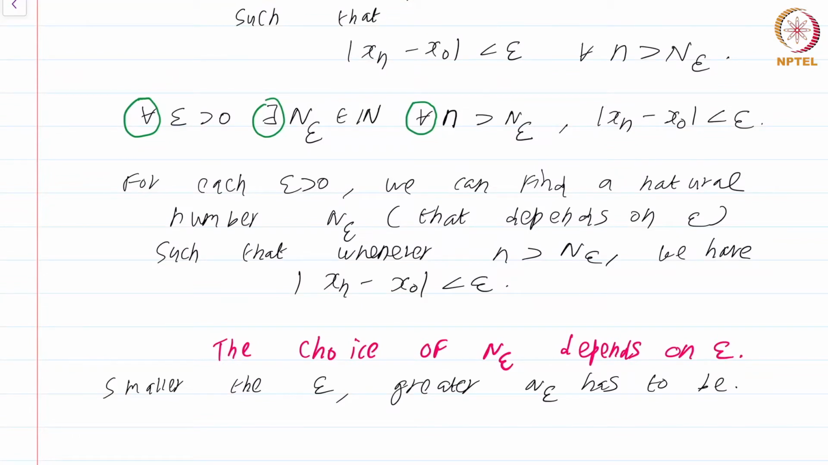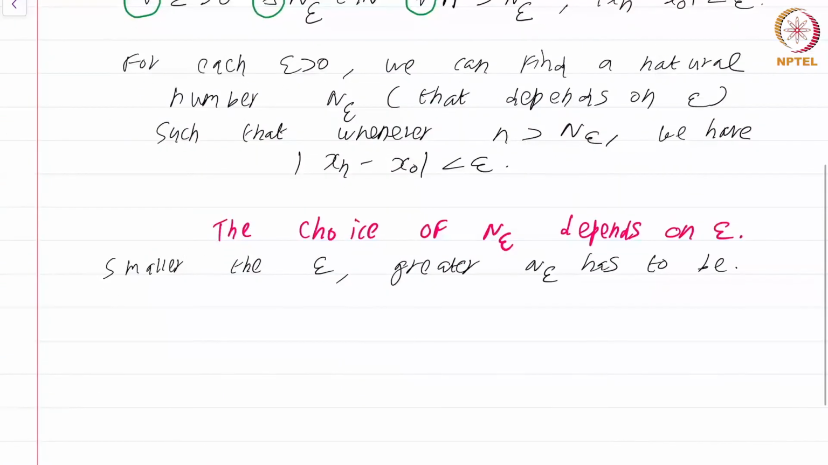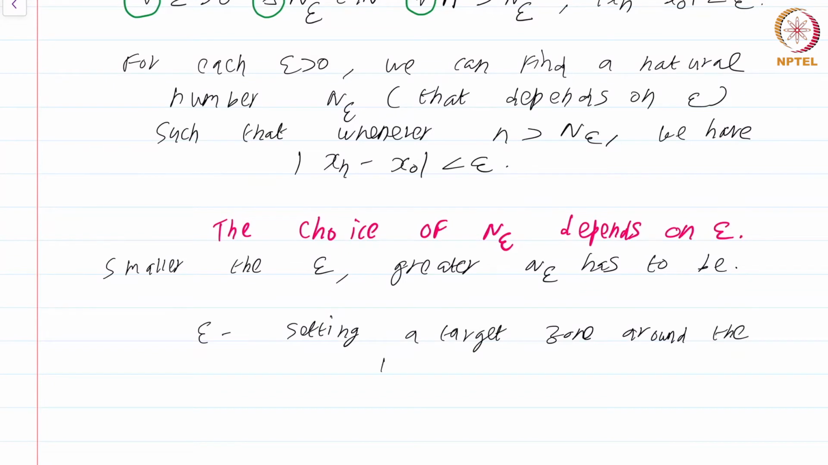Okay. So you should think of epsilon as setting a target zone around the limit. And the role of N_epsilon is to ensure that x_n, whenever n is greater than N_epsilon, is always within the target zone. Okay.